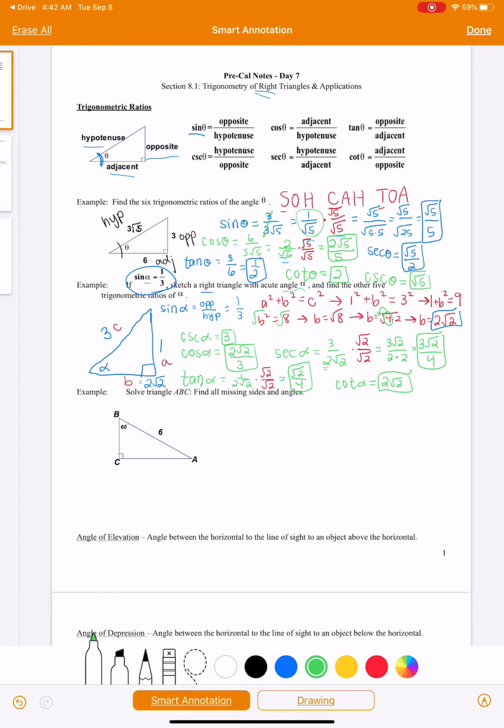All right, it says, solve this triangle, find all missing sides and angles. So guys, if you are asked to solve a triangle, exactly what you're doing is finding the missing sides and angles. Okay, so if you see solve the triangle, but you don't see the sentence that follows, find all missing sides and angles, you know that that's what you're supposed to do when it says solve a triangle.